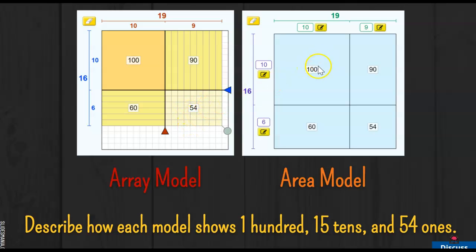Over here, you've got the 100s. You've got 100, 10 times 10. And again, you've got the same thing. You've got 9 times 10, so that's 9 tens. The value is 90. And over here, you've got a value of 60, but you got that by multiplying 6 times 10, so that's 6 tens, 60, and you got 54 ones. And so how do you get to 54? 9 in the ones place times 6 in the ones place, so 54.